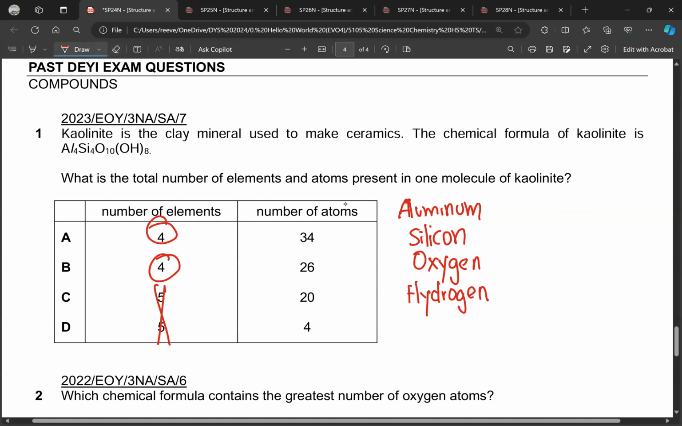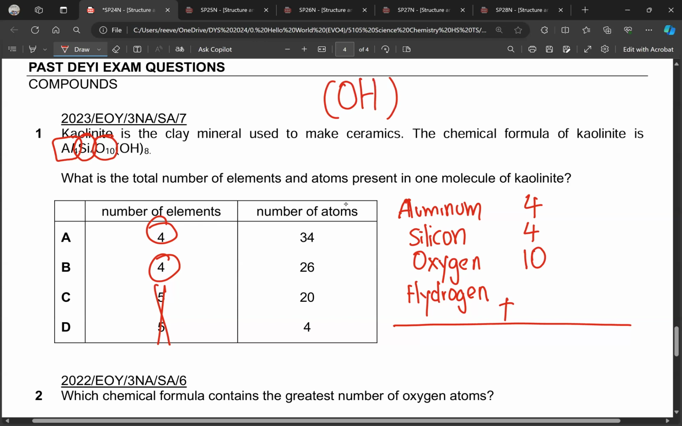Okay, if no, then the next question is how many atoms in total? You need to add them up. So how to do? Let's take a look at the number. This is aluminium. The number is 4. I have 4 aluminium. This is silicon. The number is also 4. This is oxygen. The number is 10. Correct? Okay, now we have the bracket. You look at the bracket, there's an O and an H inside. 1 O and 1 H in the bracket.